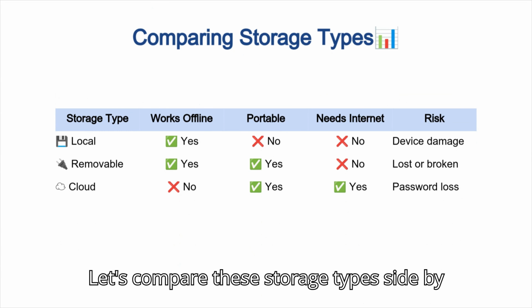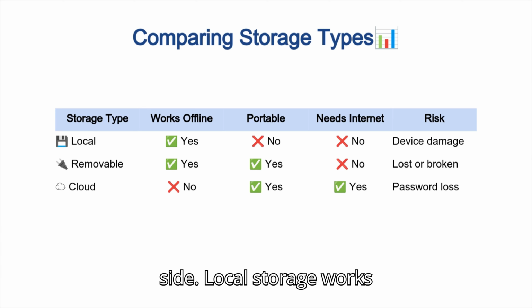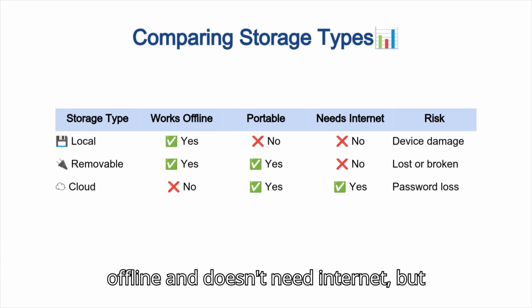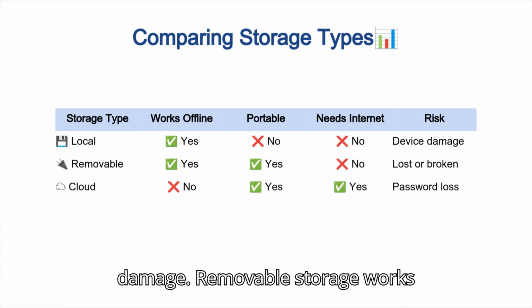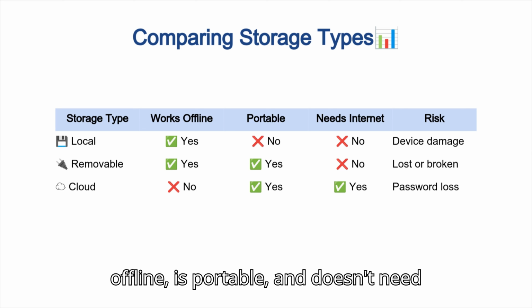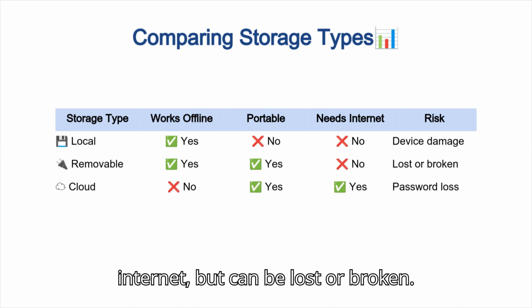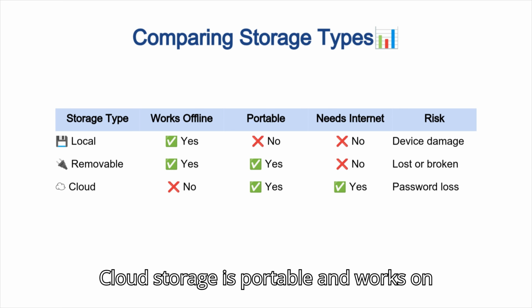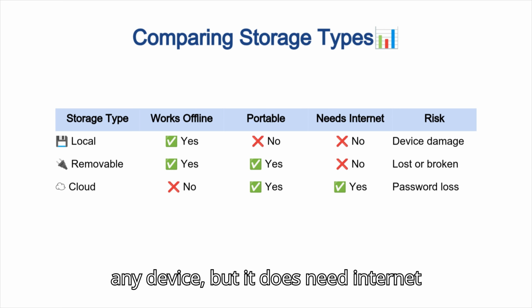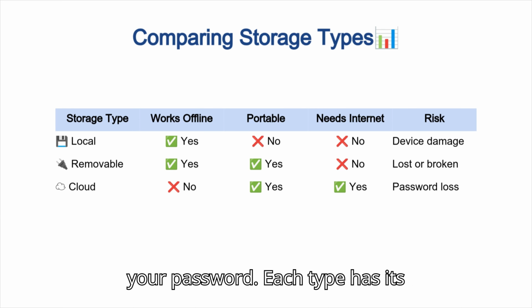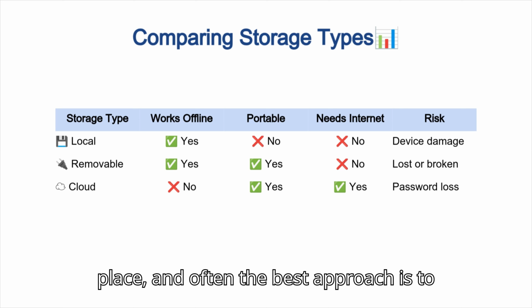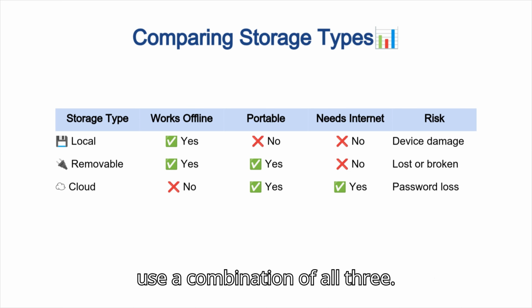Let's compare these storage types side by side. Local storage works offline and doesn't need internet, but isn't portable and has a risk of device damage. Removable storage works offline, is portable, and doesn't need internet, but can be lost or broken. Cloud storage is portable and works on any device, but it does need internet access and has a small risk if you lose your password. Each type has its place, and often the best approach is to use a combination of all 3.